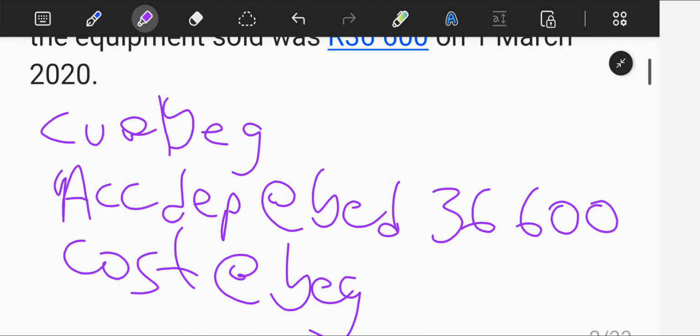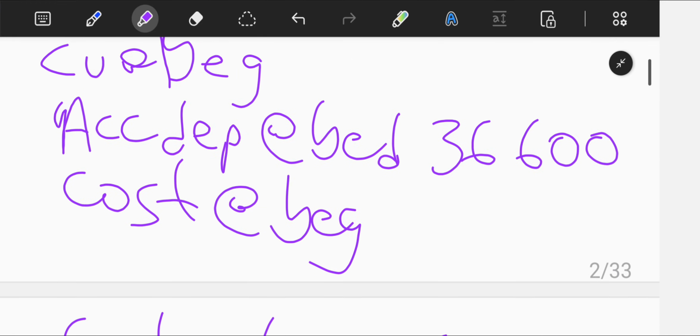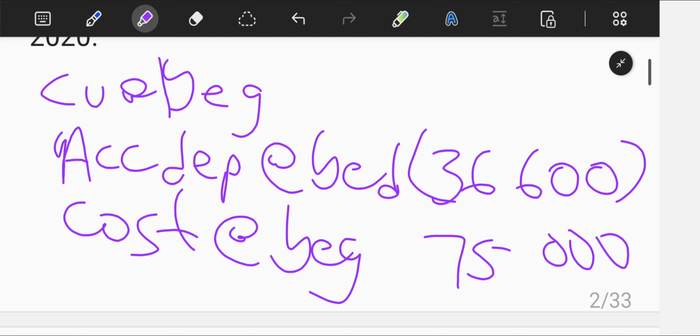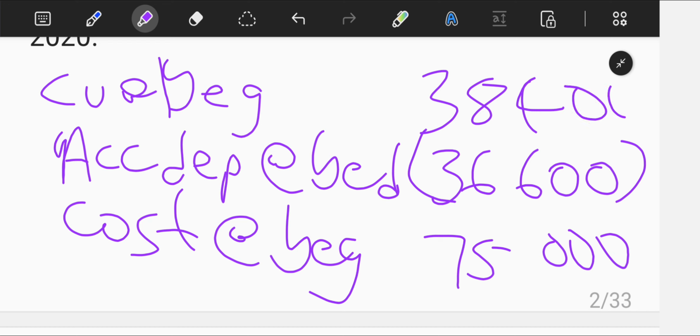Then we know the cost, the original cost of the equipment sold. It's 75,000. Now let's come here to the little fixed asset note for the sold equipment. 75,000. And what is the carrying value at the beginning? 75,000 minus 36,600, and then we get our 38,400.